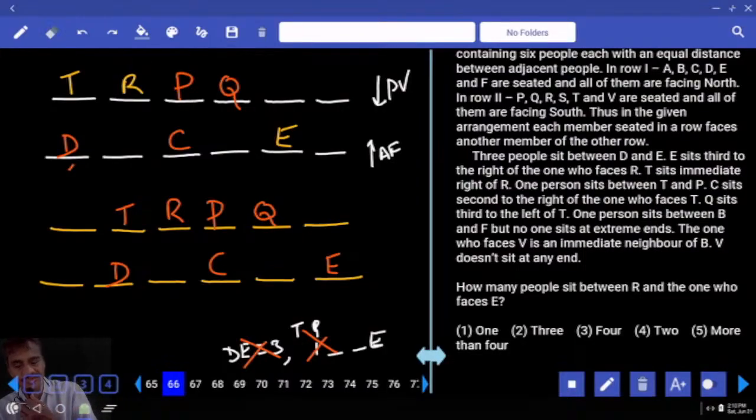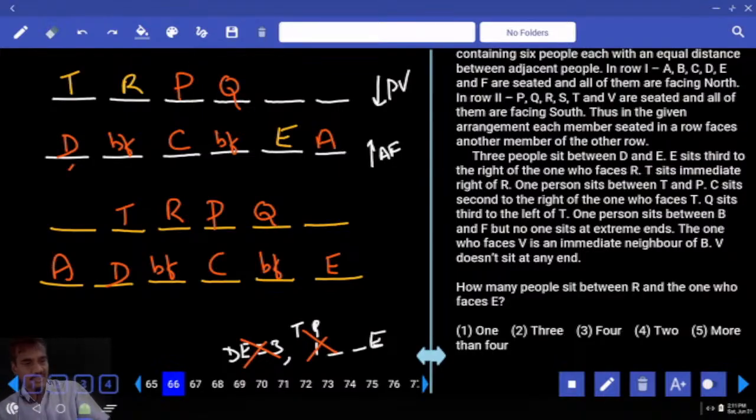And one person between B and F, but no one sits at the extremities. Now one person between B and F. Now these two persons are the extremity. B, R, F. Now in this case again B and F. Then who is the person left over? A is the person left.